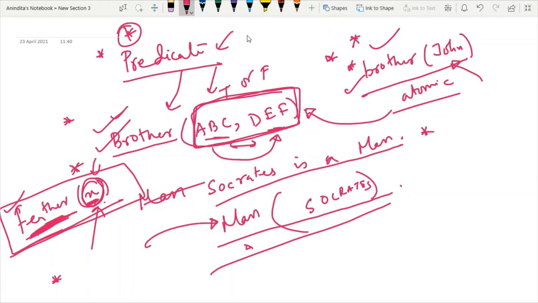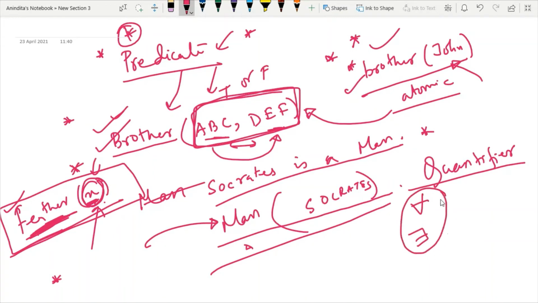Now, you have one more application of predicate. Predicates can also deal with quantifiers. We have two specific kinds of quantifiers, all and there exists. These two kinds of quantifiers can be used only for predicate logic. They cannot be used for propositional logic. So this is another advantage of using predicate.